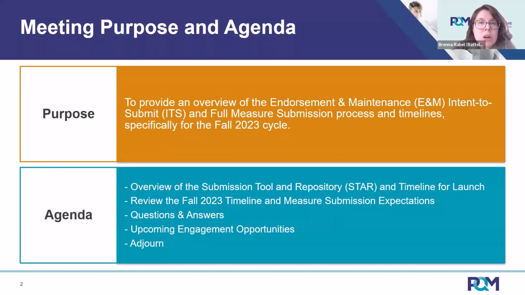The purpose of today's call is to familiarize you with the endorsement and maintenance intent to submit, or ITS, process, and the full measure submission process and timelines. Given the timing of today's presentation, we are going to focus specifically on the deadlines and milestones for the fall 2023 cycle. We're going to begin with an overview of our PQM submission tool and repository, also known as STAR, along with a detailed timeline for its launch. We'll talk you through the fall 2023 timeline and measure submission expectations before pausing for a quick Q&A.